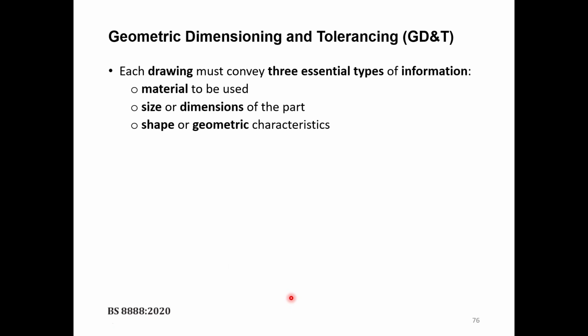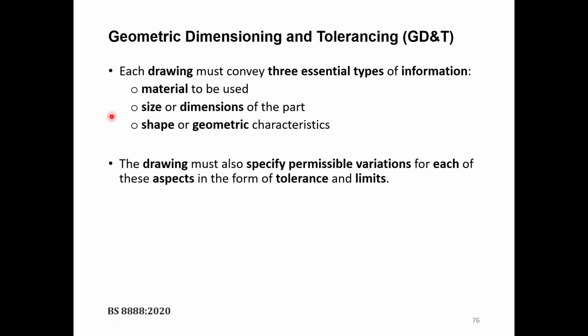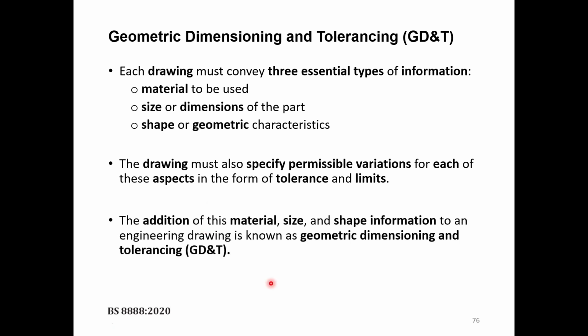So each engineering drawing must convey 3 different essential types of information. It should convey information about the material that we are going to use, the size or the dimensions of the part, and the shape or the geometric characteristics of each part. In the drawings, we must specify the permissible variations for each of these aspects in terms of tolerances and limits. When we start adding information about material, size and shape, this is what is known as geometric dimensioning and tolerancing.